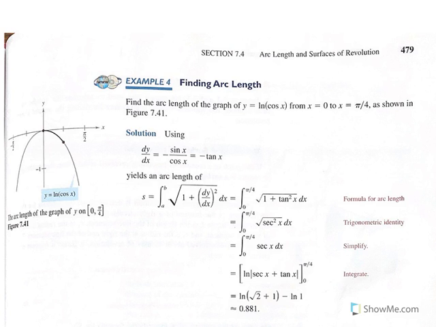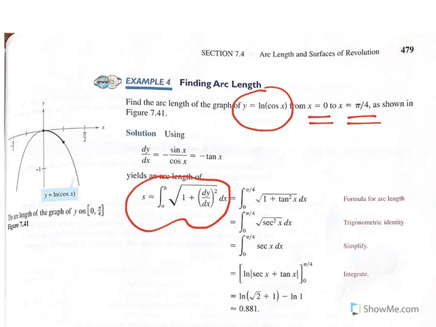So this is example 4 from your textbook. Find the arc length of the graph of y is equal to natural log of cosine x on the interval from x is equal to 0 to x is equal to pi/4, as shown in the figure. Of course, this is the definition of arc length, and you need to find the derivative of this function and square it. So you can write that in for the square of the derivative of the function as part of the integrand.